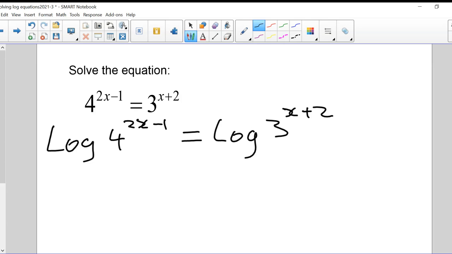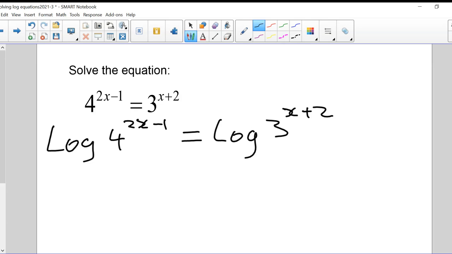Power law will work, yeah. In what sense? Well, how can I write these using that power law of logs? How can I rewrite both sides of this using that power law of logs? Can anybody think of what that might look like? The log of 4 to the power of 2x minus 1 and the log of 3 to the power of x plus 2, right? How would it look if I use that power law? Please remember the power law. We've used the power law before.